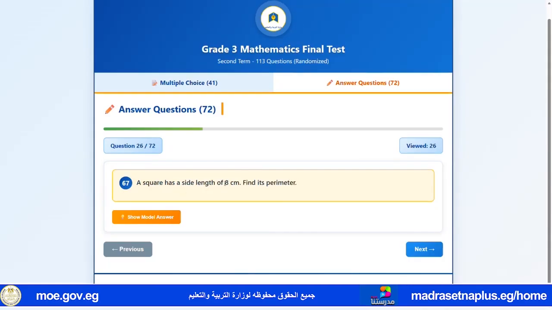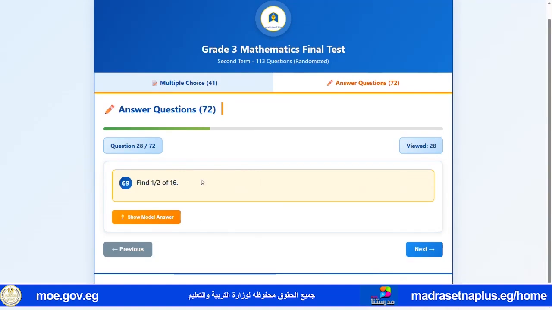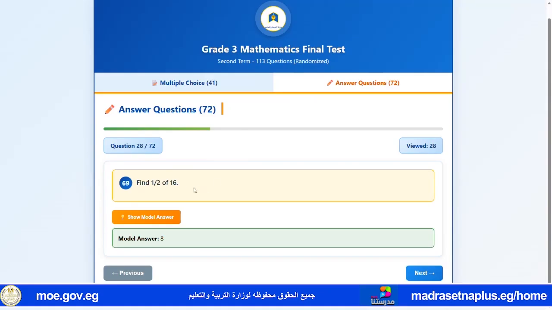A square has side length 8. Find the perimeter. Easy. 4 times 8. Half of 16: find half of 16. That means 16 divided by 2 equals 8.